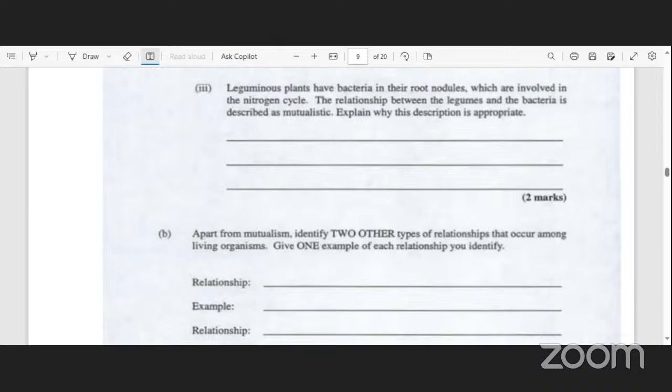So the relationship between the bacteria and the root nodules of leguminous plants is considered to be a mutualistic relationship. Can anybody explain why this description is appropriate? Why is this description appropriate?